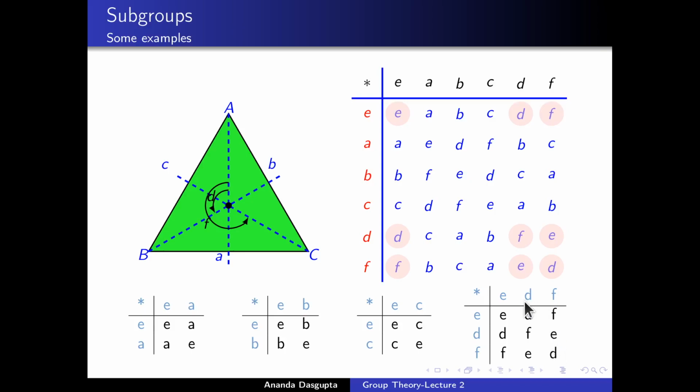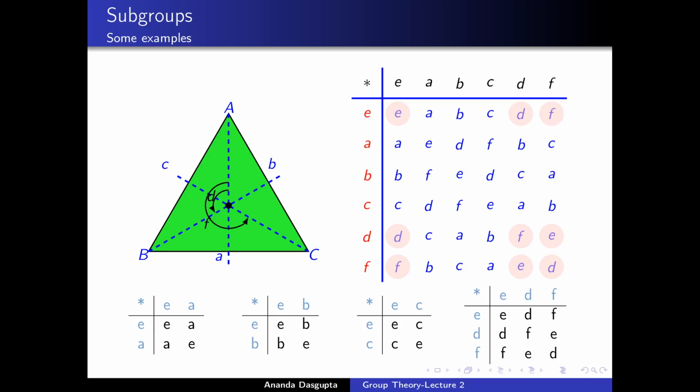Associativity, as I've already said, you don't have to check. Identity, of course, is in the set. E is in the set. And then, what about the inverse? Well, D has an inverse which is F. You can see that from here. And F, of course, has an inverse which is D. So, this subset EDF, the 3 rotations, form a perfectly nice subgroup.